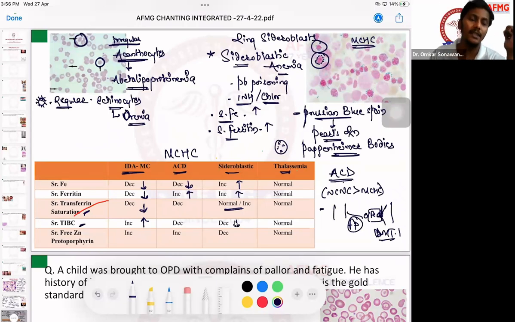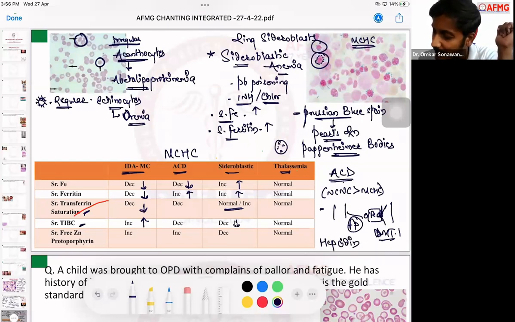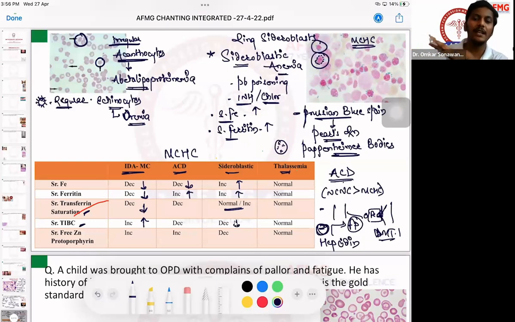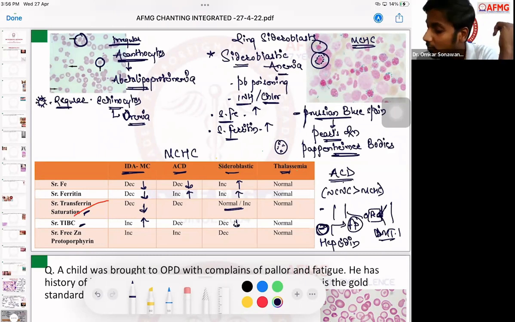In anemia of chronic disease, what happens? Due to the chronic inflammatory condition, the acute phase reactants would be elevated like ESR, CRP, fibrinogen, and one of the acute phase reactants is hepcidin. So this hepcidin will inhibit ferroportin. So iron is being absorbed into the intestinal cell, but not being transported to the blood because ferroportin has been inhibited, and ferroportin is inhibited by which protein? Ferroportin is usually inhibited by a protein known as hepcidin, which is usually seen in anemia of chronic disease.